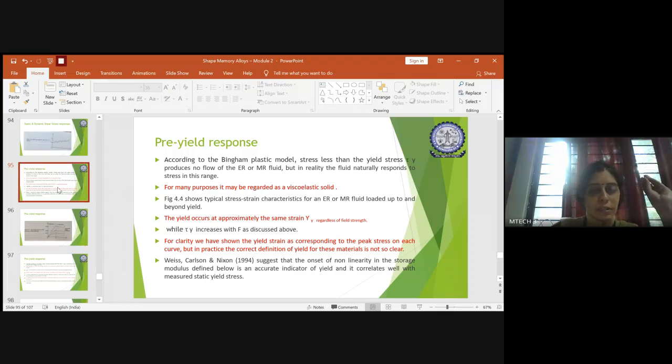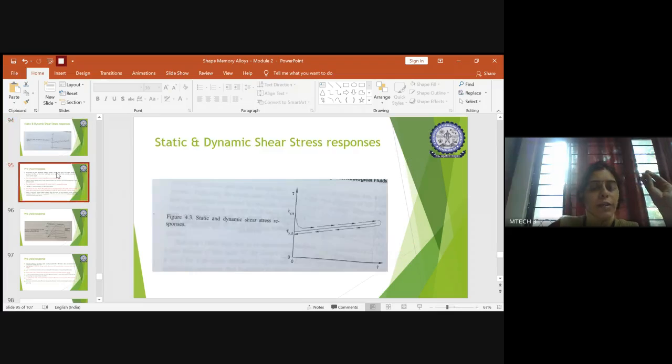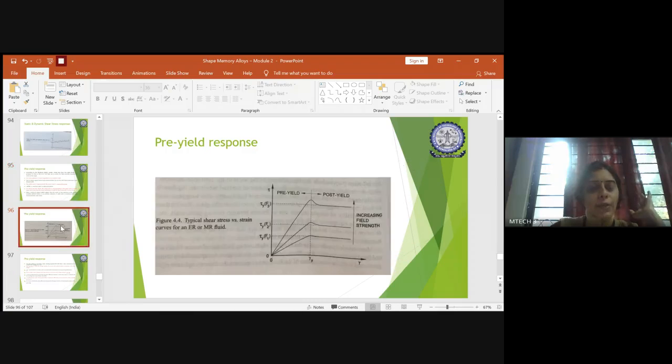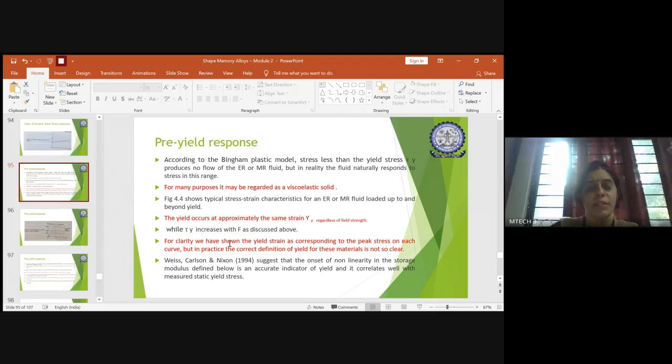Okay, so just first understand what you mean by pre-yield response. Once you have understood, you have to explain the diagram here basically. After explaining the diagram, you just tell that to get more clarity about how the yield strain will correspond to its particular stress, a curve was analyzed.